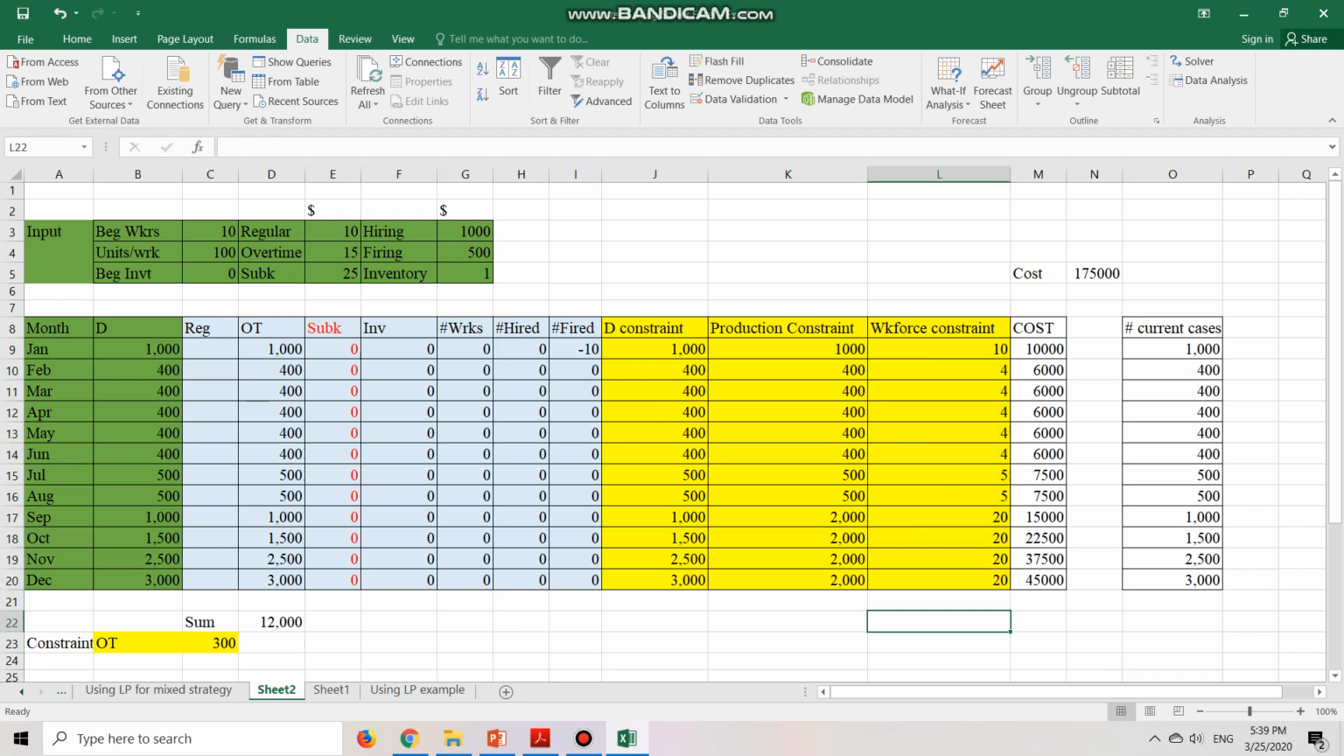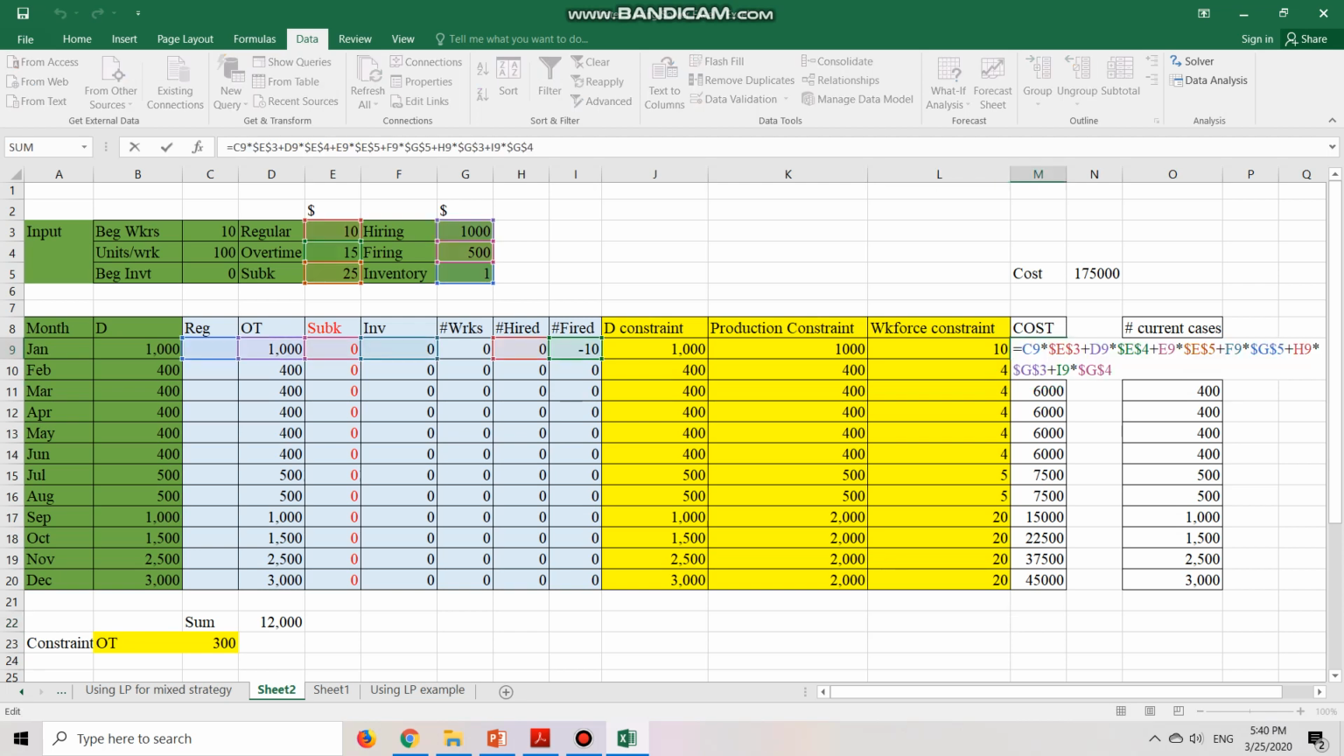And next we calculate our objective function. Our objective is to minimize the total cost, right? So we have to calculate the total cost. And the total cost here includes first the regular production cost, overtime cost, subcontracting cost, inventory cost, hiring cost, and firing cost. So here we will calculate the total cost in each month.